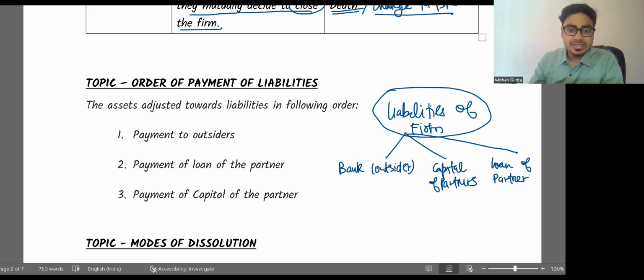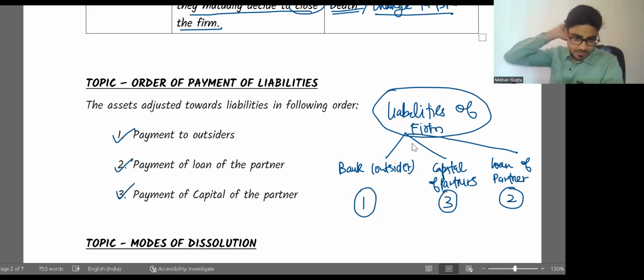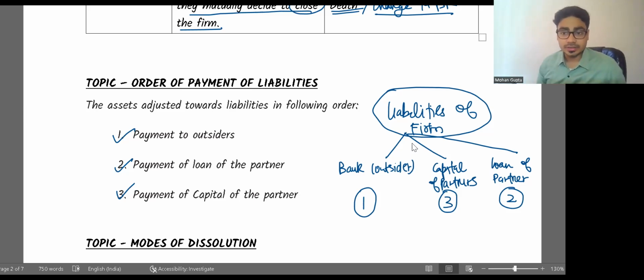So what should be the sequence of payment? Outsiders, loans, and then partners' capital. Right, so that is the concept. A question can come in the exam, and the probability is very good that a question on this will come. So remember that the amount will be paid to the outsiders first, then partners' loan, and then partners' capital.